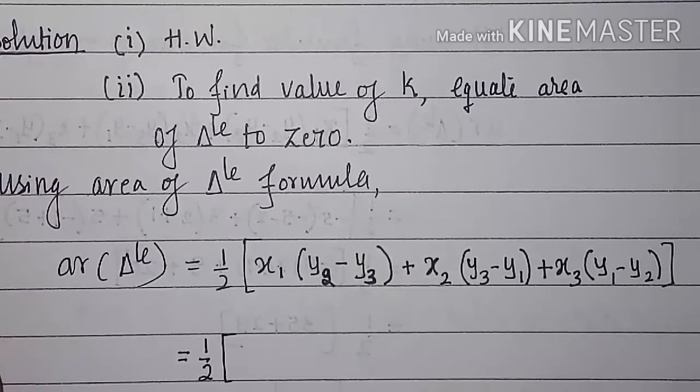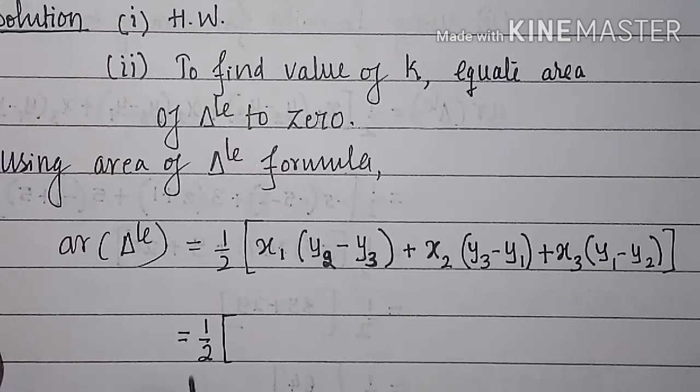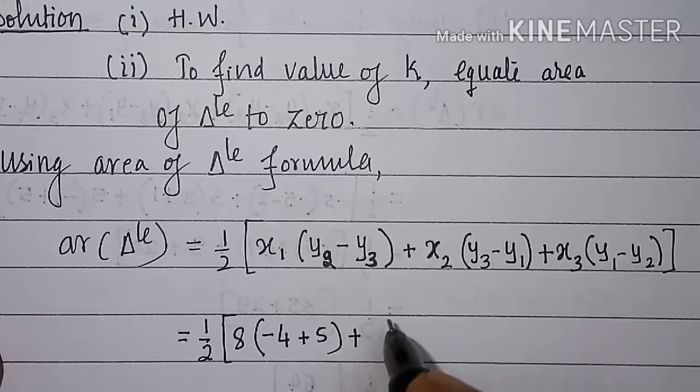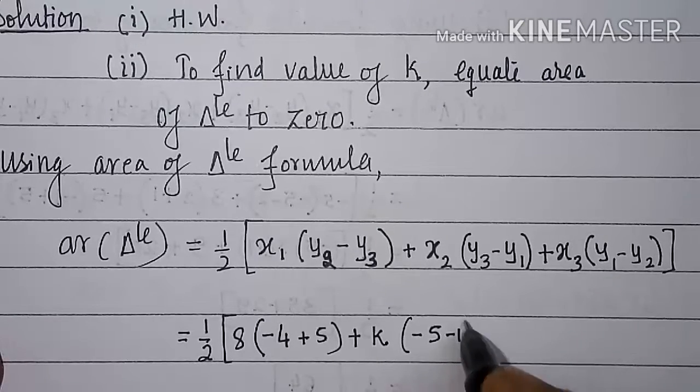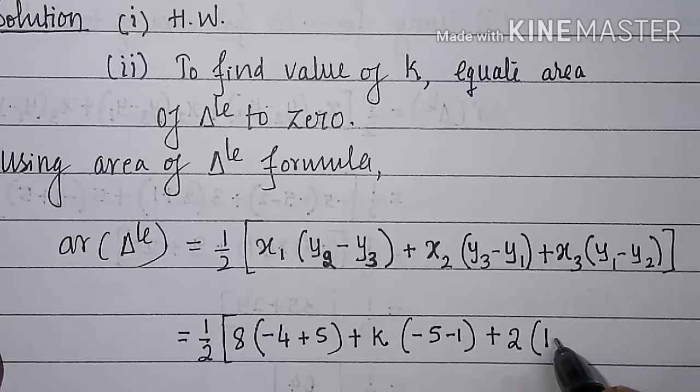Half into the bracket x1 is 8, so 8 into the bracket y2 minus y3, that is minus 4, minus of minus 5 will become plus 5, plus x2 is k into the bracket y3 minus y1, that means minus 5 minus 1, plus x3 is 2 into the bracket y1 minus y2, y1 is 1, y2 is minus 4, so minus of minus will become plus 4.